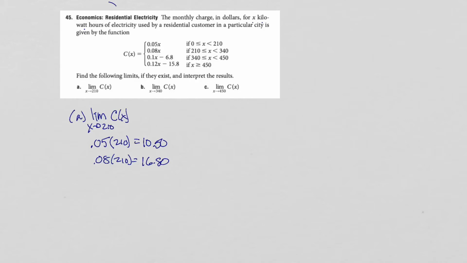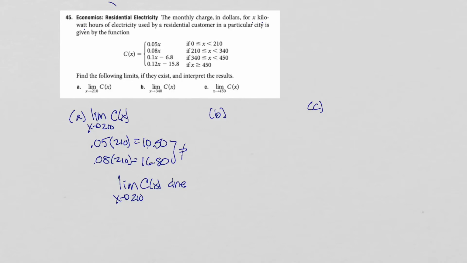16.80. So as we come in from the left, if we're below 210 hours, we're approaching 10.50. As we come in from the right, if we're just a little bit over 210, it jumps up to 16.80. So there's a big jump here. These are not equal. So we're going to say that the limit as x approaches 210 of c of x does not exist. For parts B and C, we're going to do exactly the same thing.